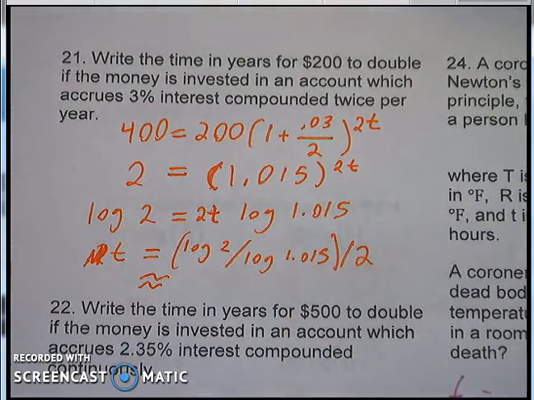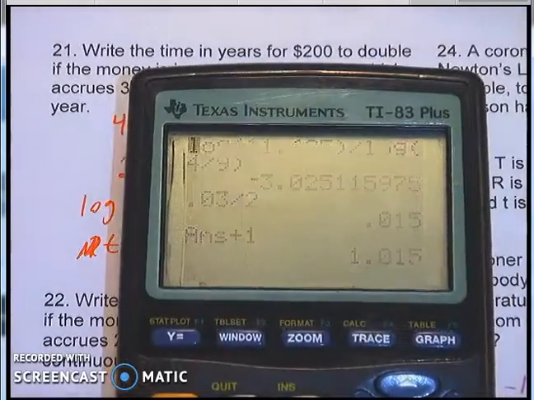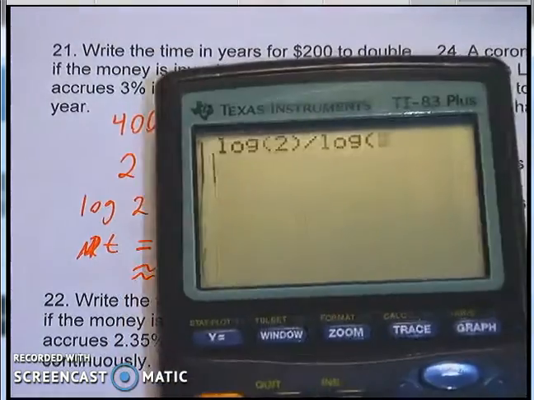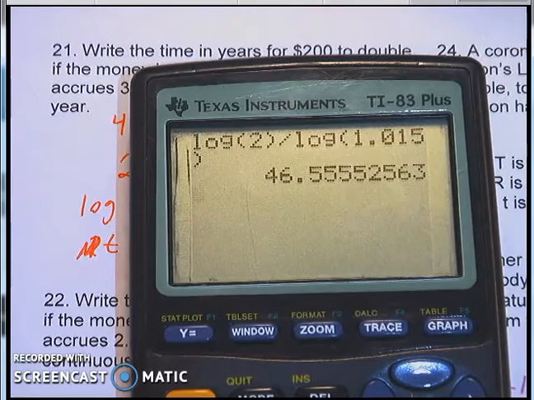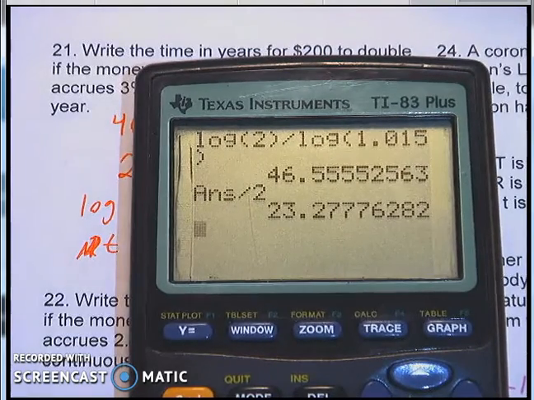How many years is it going to take? So I'm going to need to type all of that into my calculator. So I'm going to do log 2 divided by log of 1.015. I'm going to take that answer and divide it by 2. It's going to take just about 23.28 years for that to double.